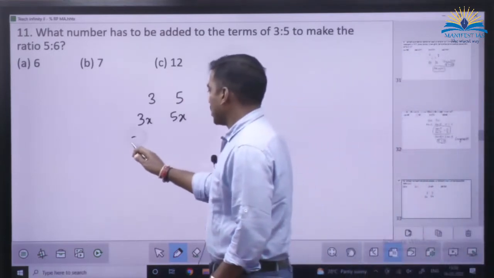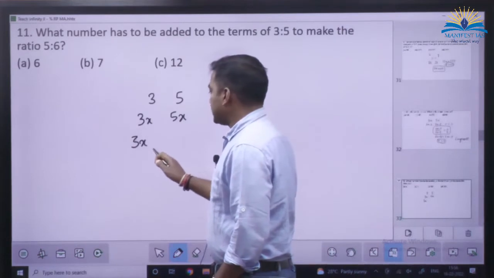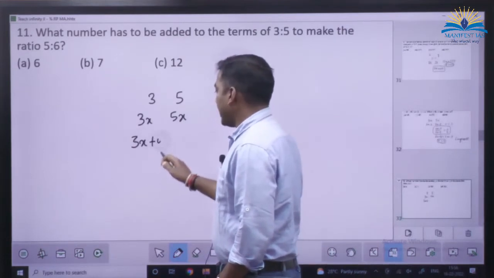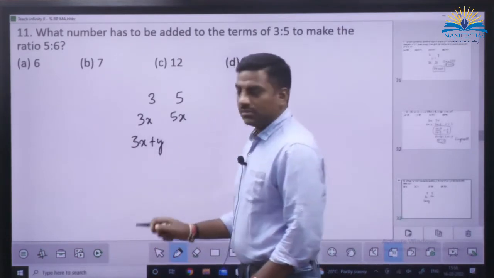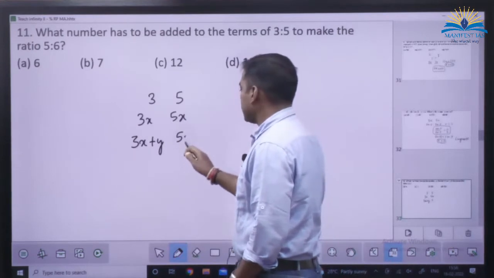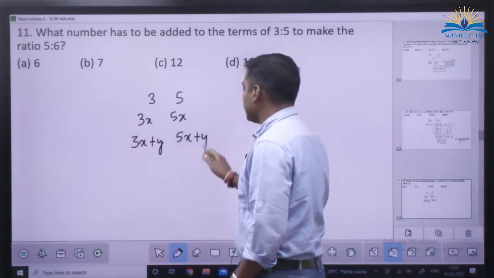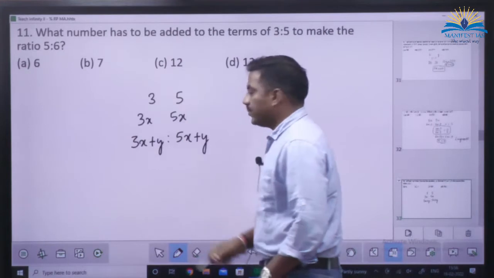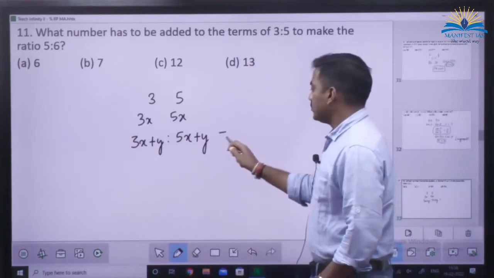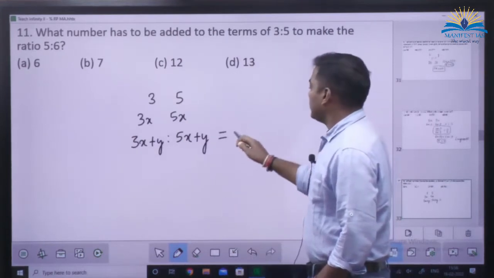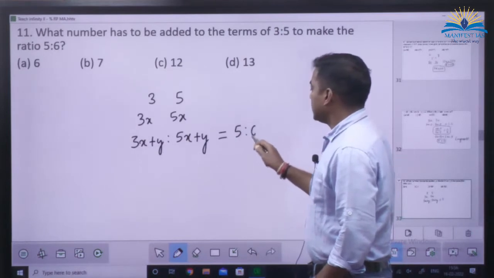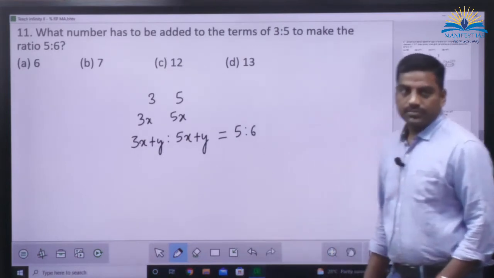So 3x, I am adding y. Can I? 5x plus y. The ratio of them would become what? 5:6. This is what they have told.